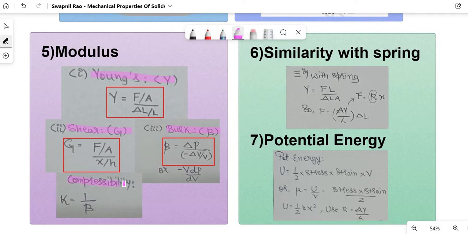Another thing is compressibility, which is a part of bulk modulus. Basically, it's a simple formula. Compressibility is the reciprocal of bulk modulus. So that's just a simple definition of it.